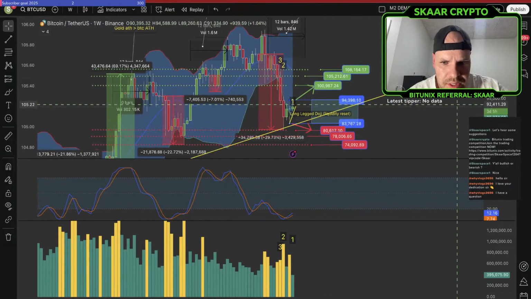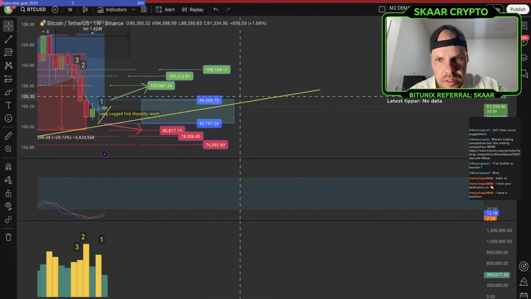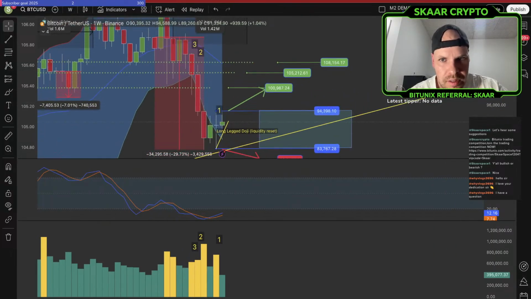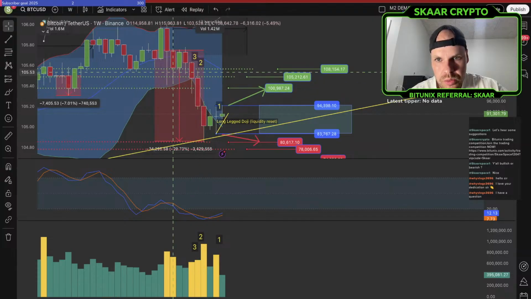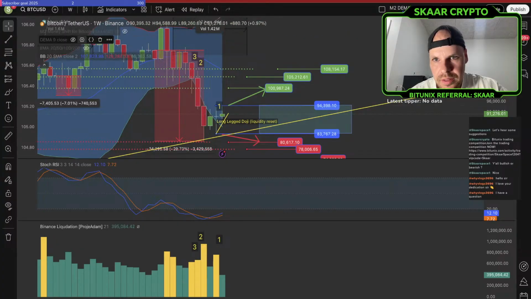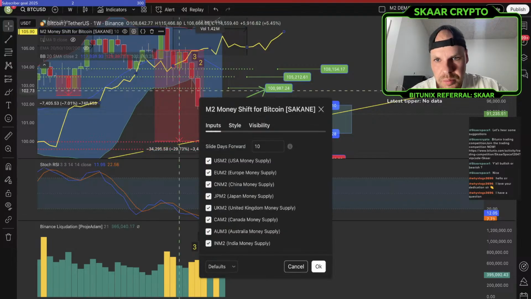If we take this week and we take this whole setup, I would say that we have been oversold for so long. And on M2 as well, we see it. We see that the change has set in. If we just quickly remove these.